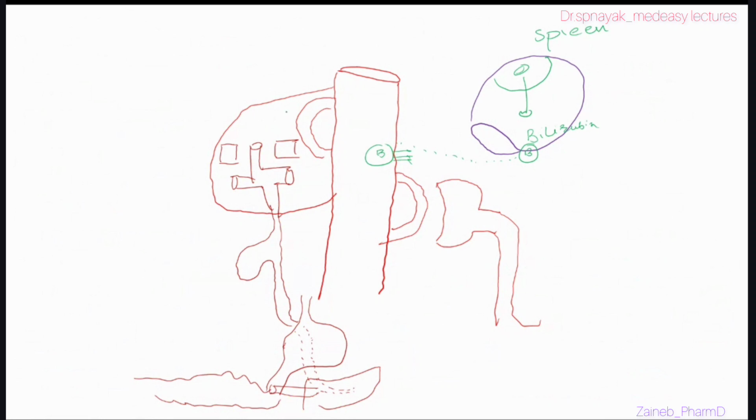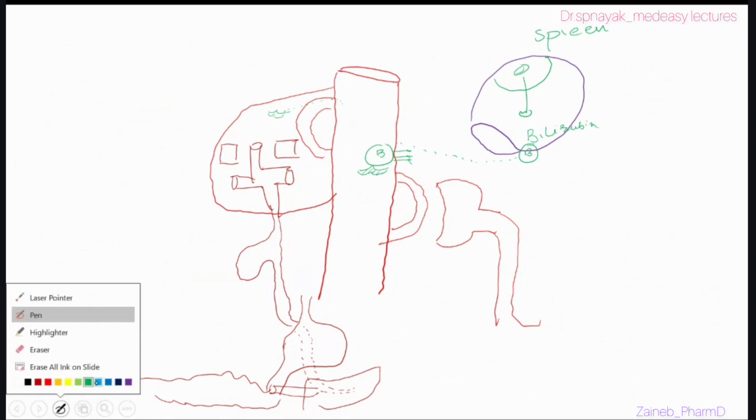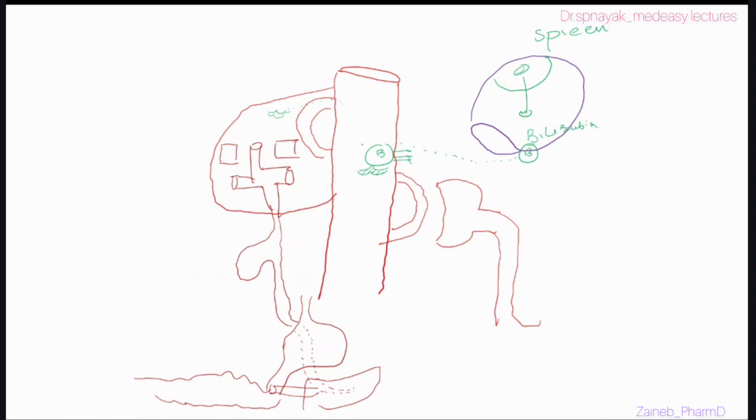So there are special proteins prepared inside the liver. These proteins come in the plasma, so they are known as plasma proteins, and they will bind with the bilirubin here. After binding with the protein, the molecule becomes larger in size. So can it diffuse back? No, it won't diffuse back.